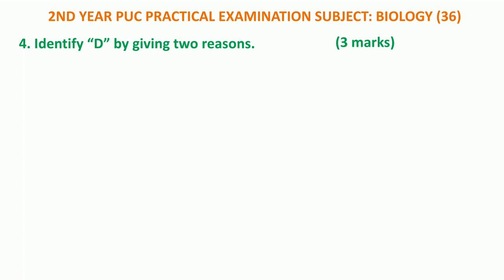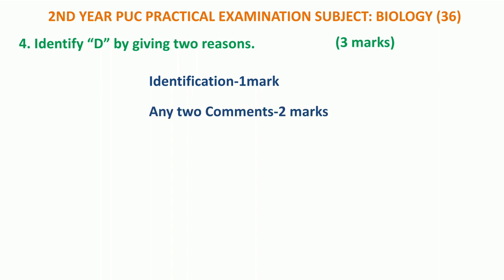Question number 4. Identify D by giving 2 reasons. It carries 3 marks. In this, the scheme of valuation is: identification, 1 mark.